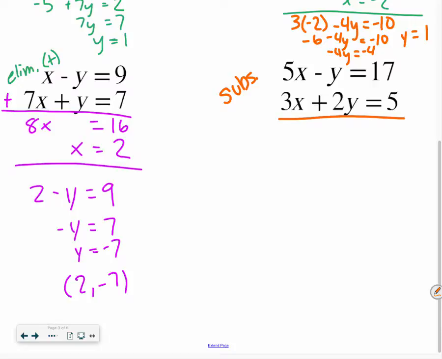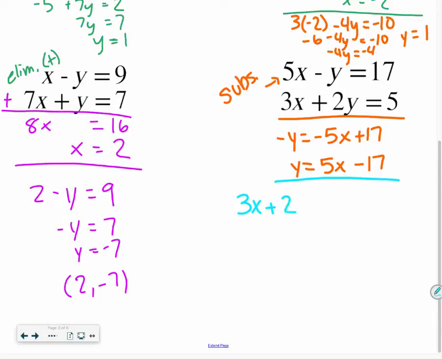So I'm going to resolve this equation for y. So I have negative y equals negative 5x plus 17. But I don't like negative variables, so this is really y equals 5x minus 17. So I divide everything by a negative 1. Now if I keep going, I have 3x plus 2 times 5x minus 17, because I just substitute that in for y.